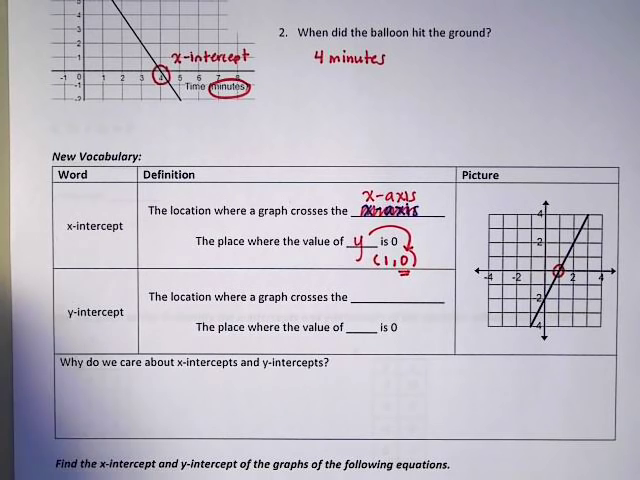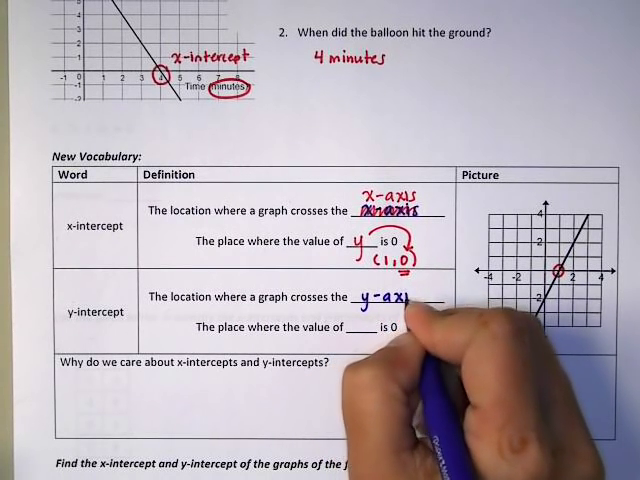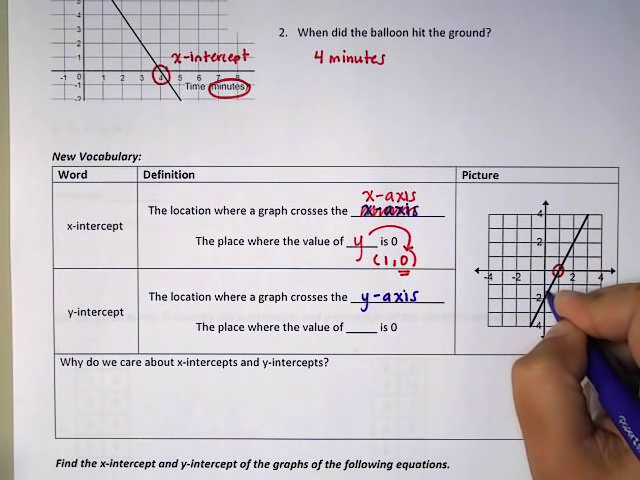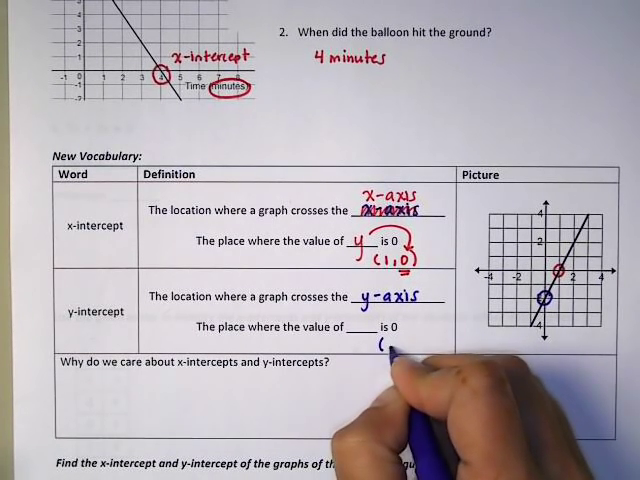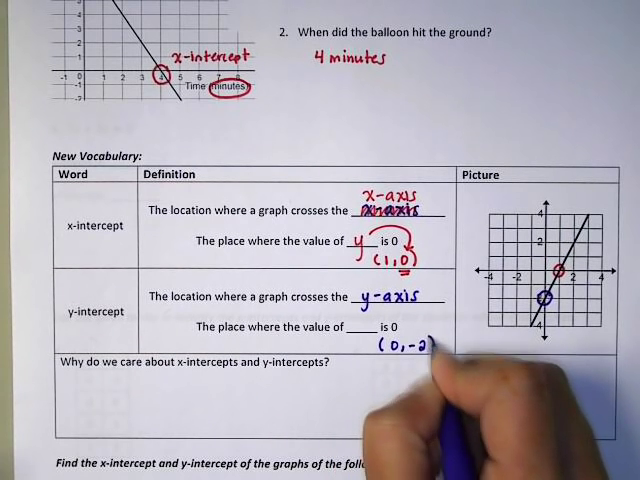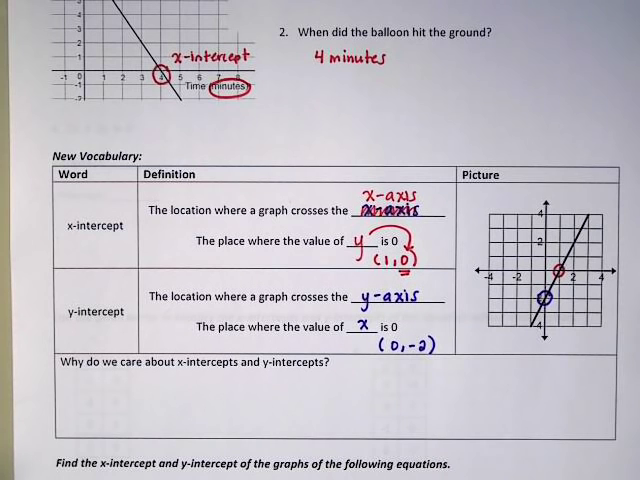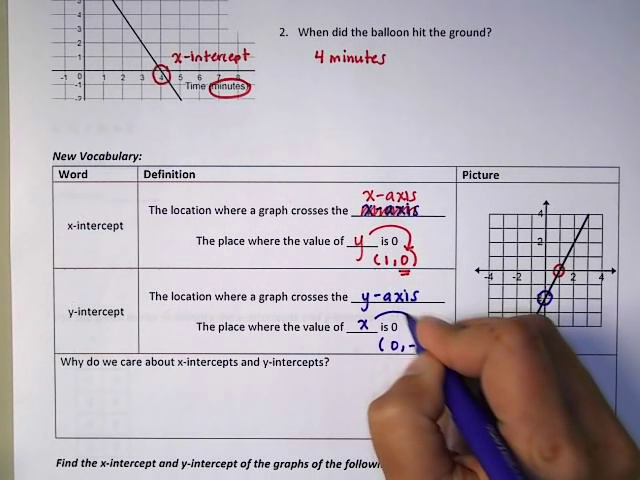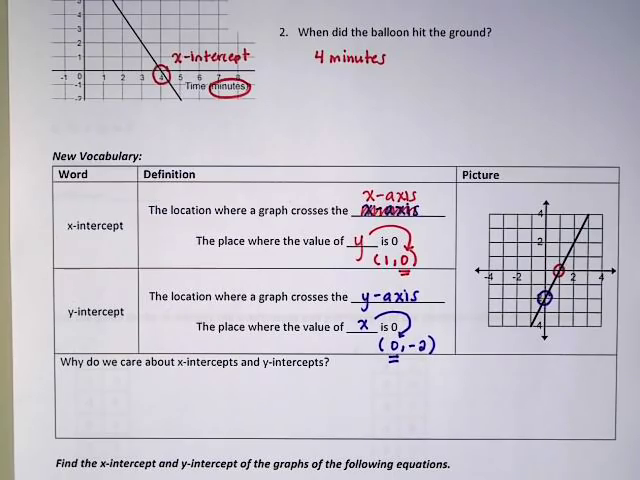The y-intercept is the place where the graph crosses the y-axis. So that would be, for example, right here on this graph. The coordinates of that point would be (0, -2). So we often say that it's the place where the value of x is 0. And the value of x will always be 0 for the y-intercept.